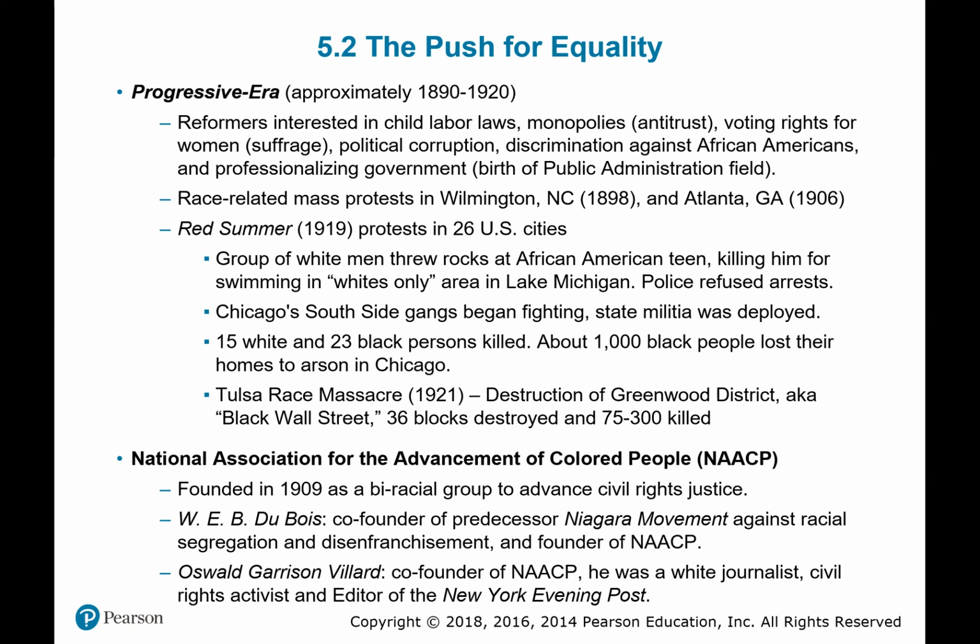And of course, a very famous incident that is now being talked about quite a bit in its 100th year anniversary is the Tulsa Race Massacre. And that's where you had the destruction of the Greenwood District, which was also known as Black Wall Street, though it wasn't really like a Wall Street like we think of in trading stocks and bonds. It was just a lot of businesses and very successful African Americans there.